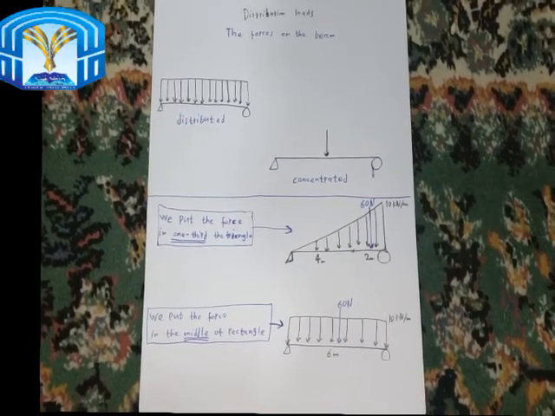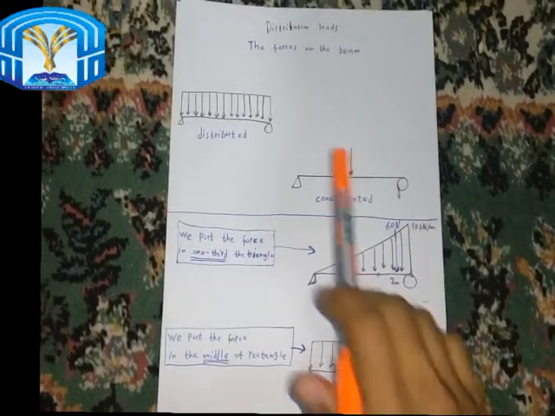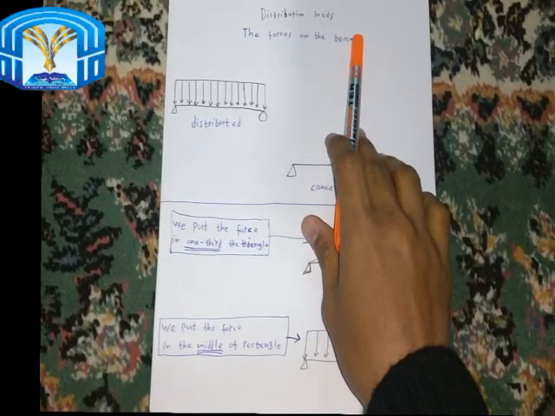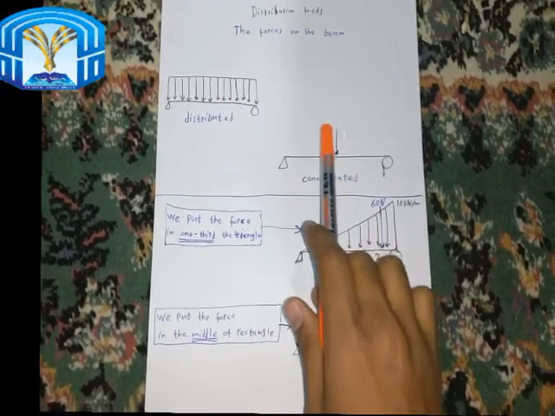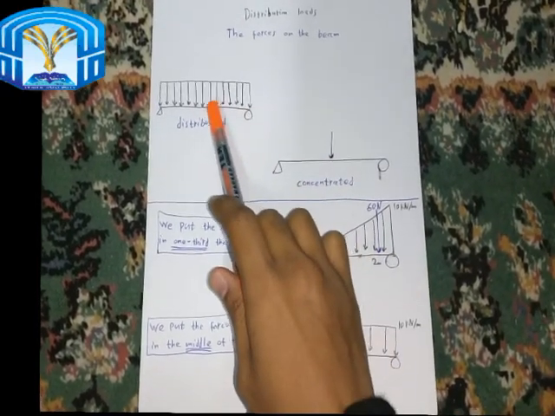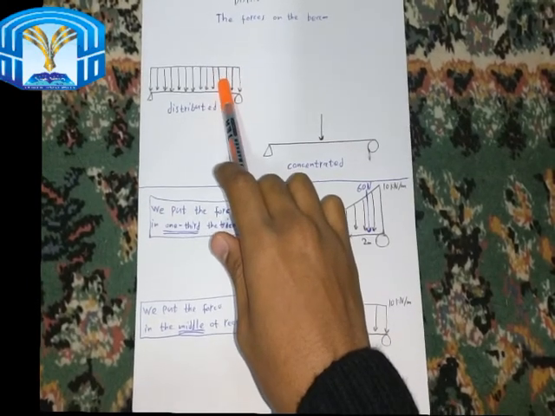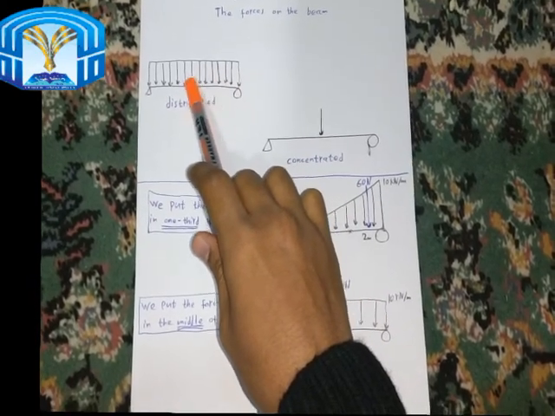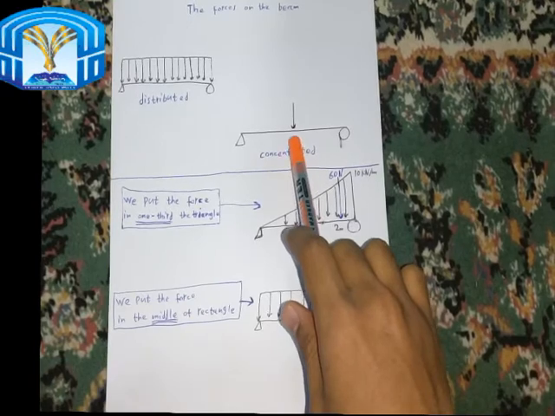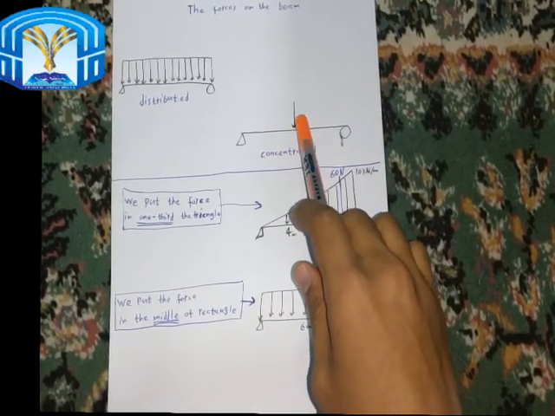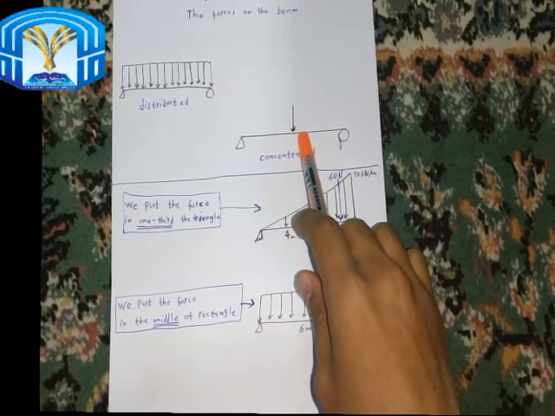Distribution loads. What are distribution loads? Distribution loads are the force on the beam. And there are two types of distribution. This is the distributed load because the forces are everywhere on the beam. And this is the centroid. This is only one force in the beam.